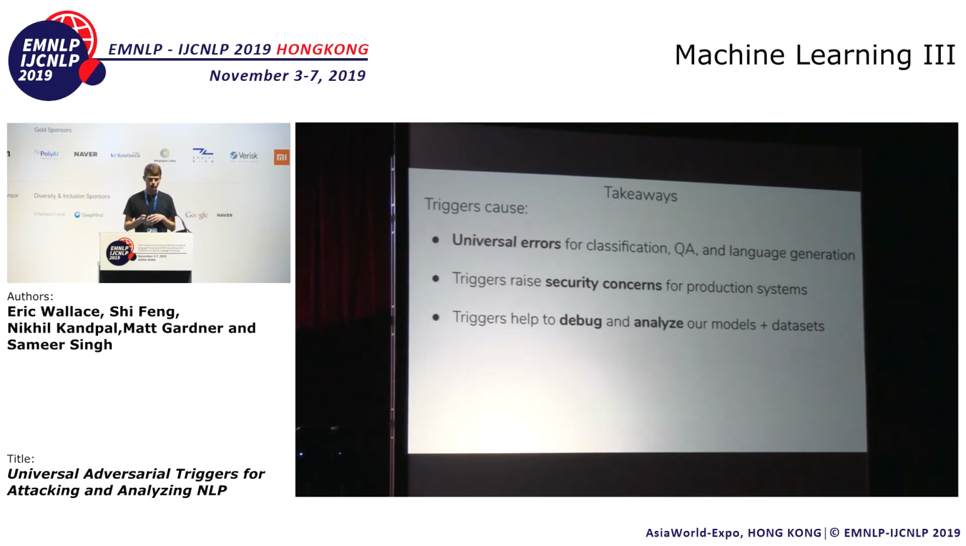To conclude, triggers provide a way to generate universal errors for our model. They're broadly applicable to a wide range of tasks. We look at question answering, text classification, and language generation, though they can be applied to almost any task. They raise security concerns for our systems, as adversaries can use them to break our models in targeted ways, and they provide ways to debug and analyze our models and datasets. Our code and data is available online, and I'm happy to take questions. Thank you.